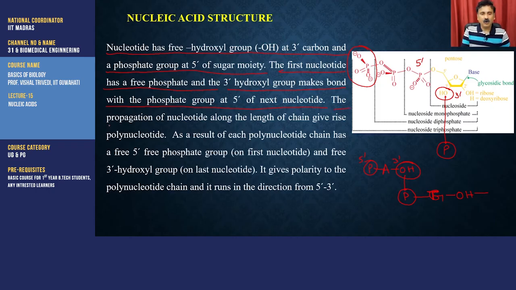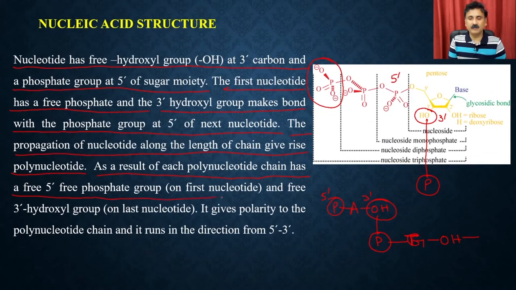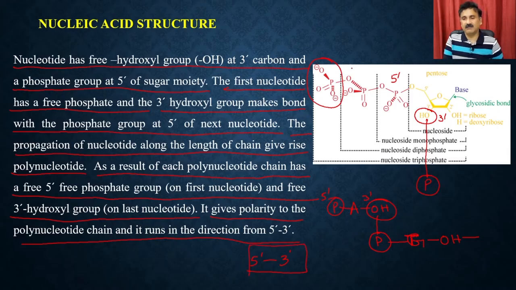The propagation of the nucleotides along the length of the chain gives rise to the polynucleotide. As a result, each polynucleotide chain has a free 5 prime phosphate group and a free 3 prime hydroxyl group. It gives polarity to the nucleotide chain, and it runs in the direction of 5 prime to 3 prime. That's why DNA is always said to run 5 prime to 3 prime: the first nucleotide makes a bond with the subsequent nucleotide, so the top nucleotide is the 5 prime end and the last nucleotide has the 3 prime end. For conventional purposes, DNA is called as running in the direction of 5 prime to 3 prime.